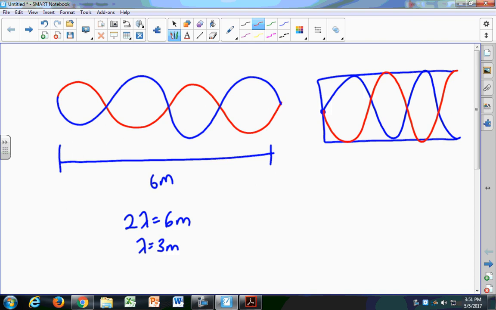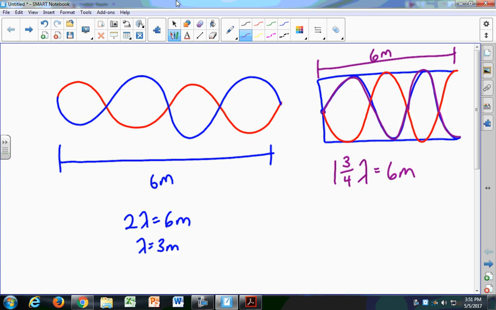So I want to pick this out. I have one wavelength right here. I have another half right there. And then I add on an extra quarter. So I have 1 3/4 wavelengths equals, we'll say this length is 6 meters again. And then I solve for wavelength.